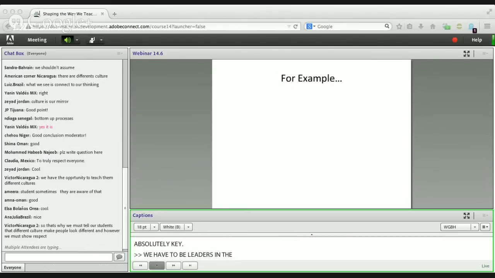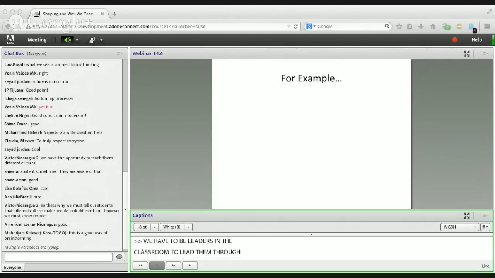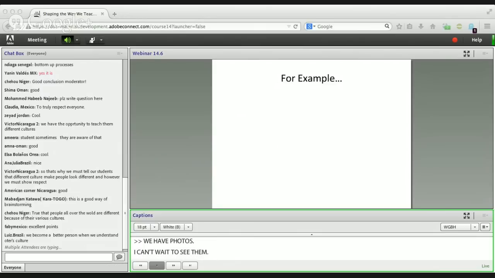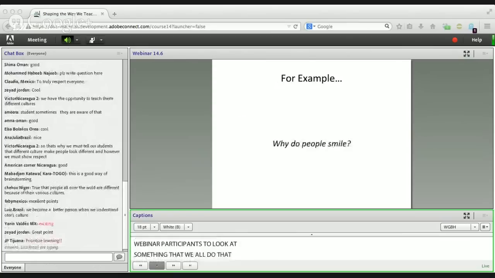So, for example, I have something here that we can use in our classroom. Oh, really? Yes. Well, we have some photos. Okay, I can't wait to see them. And we're going to ask our webinar participants to look at something that we all do that might have different meanings for everyone. For example, smiling.